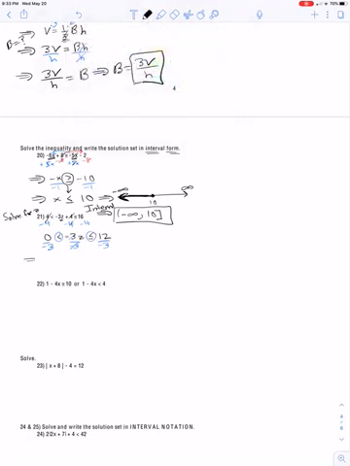So anytime we multiply or divide by a negative, we must reverse the inequality symbol. So we'll go ahead and do that. We've got to flip those. Notice those are reversed because of the negative, right?